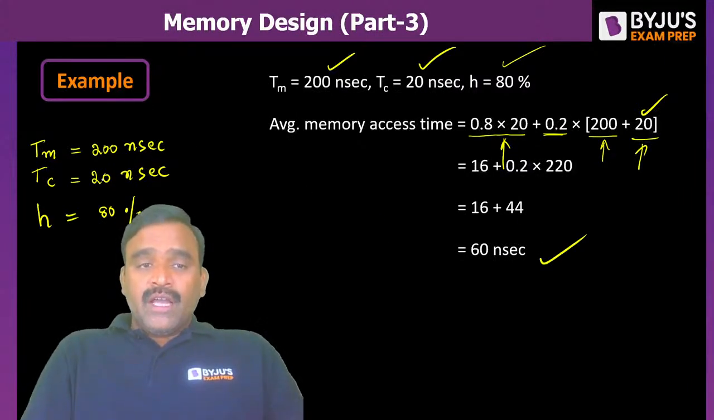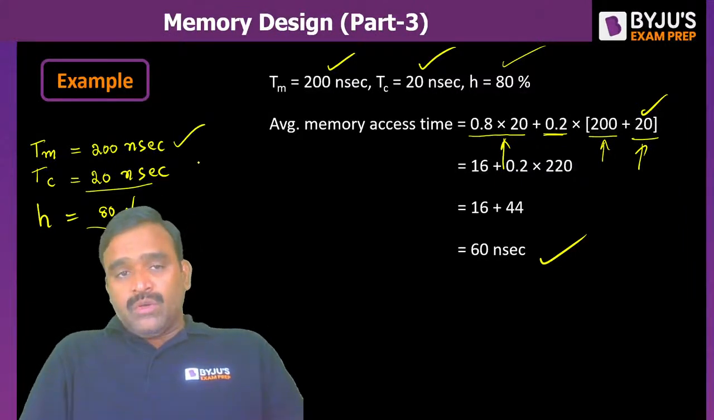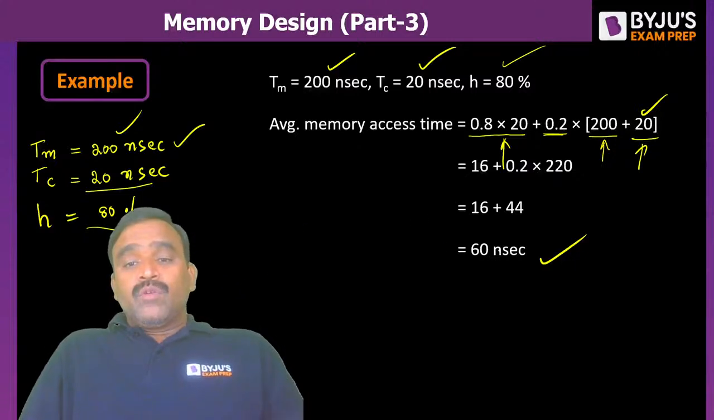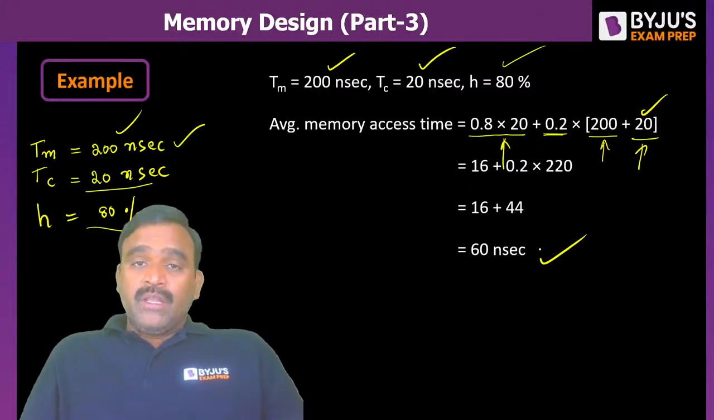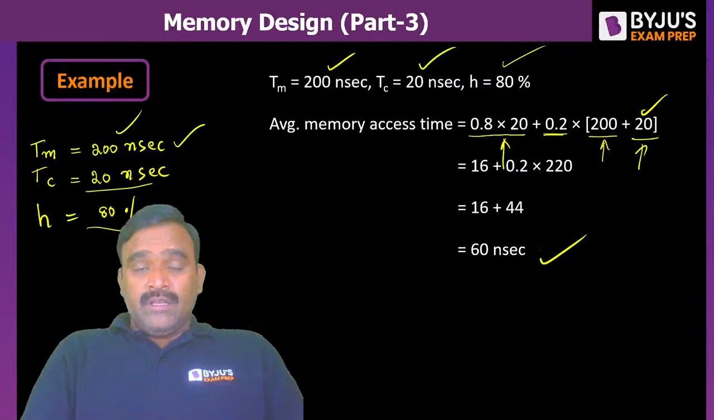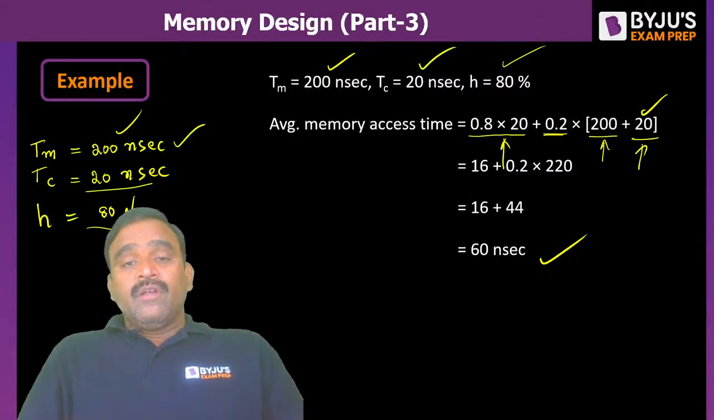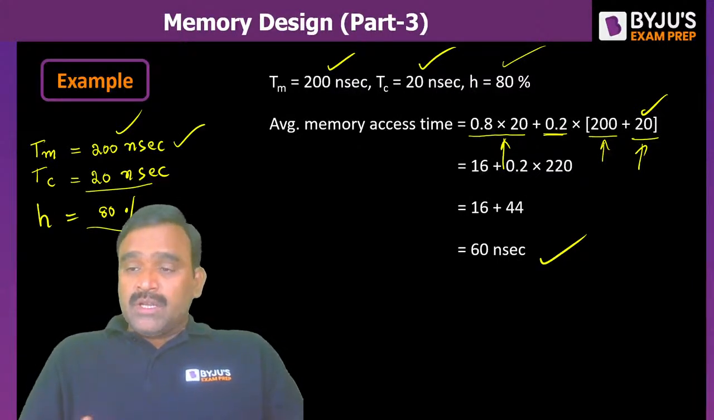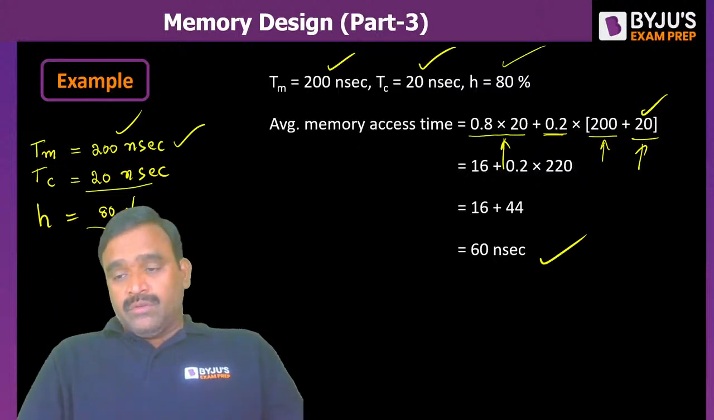For example, if a cache memory is not there, and the hit ratio is not there, then effectively every time you have to go to main memory. So it takes 200 nanoseconds. But 140 nanoseconds of memory access time has been saved here, reduced because of the introduction of the cache and because of improving the hit ratio up to 80%.